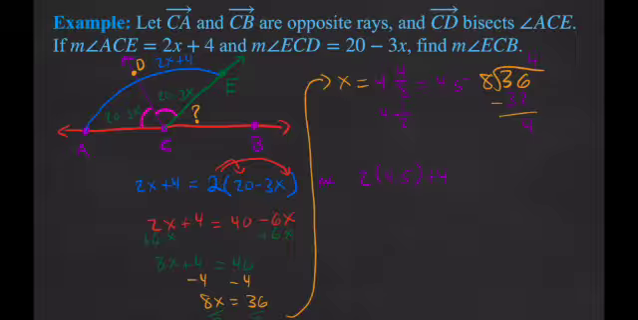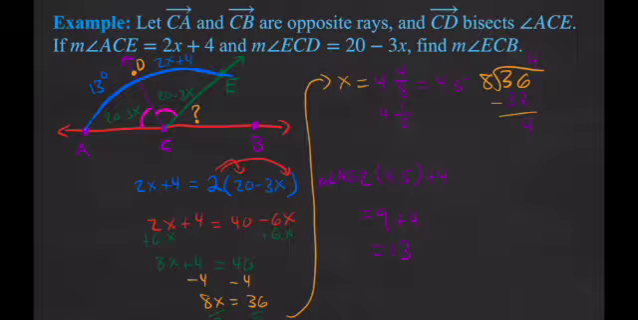So the measure of angle ACE equals 2 times 4.5 plus 4. Well, 2 times 4.5 is 9. So this is 9 plus 4, which gives us 13. That's a very small degree, so our picture is not accurate. That's okay. We just needed a visualization. So we can now say that the measure of angle ACE, this measure right here, is 13 degrees.